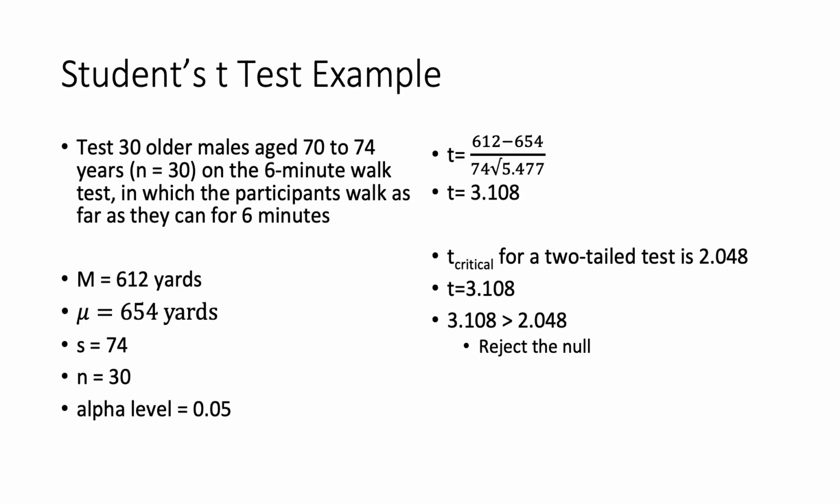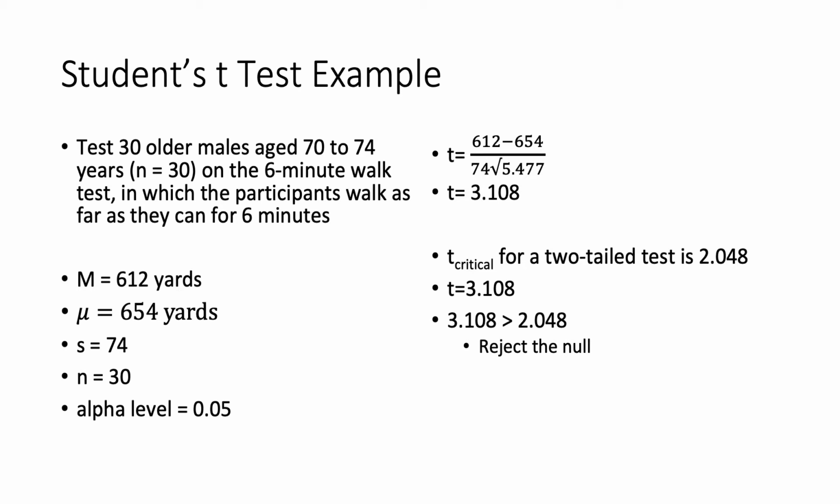Let's take a look at this example. Imagine a local senior director wants to determine if the older adults at his center who have started a walking group within the past 6 months differ from the general population of seniors in their walking ability. To test this, you decide to test 30 older males between the ages of 70 to 74 years on the 6-minute walk test. The population mean is 612 yards within 6 minutes.